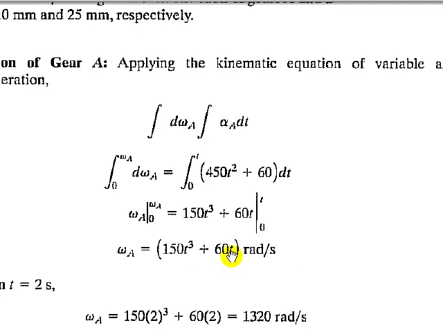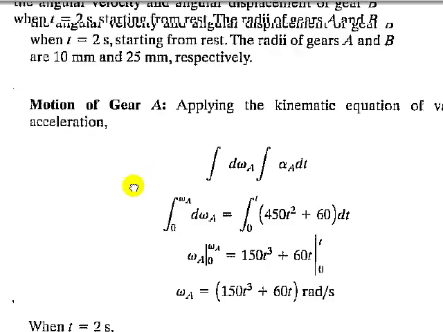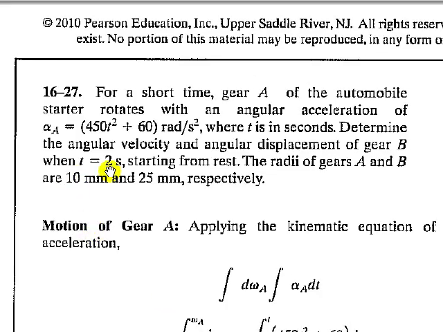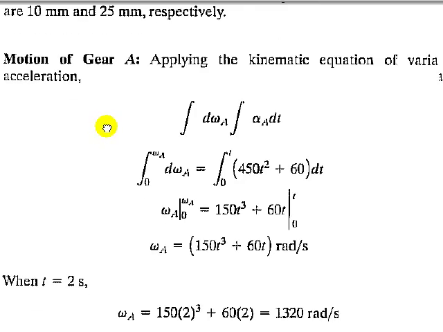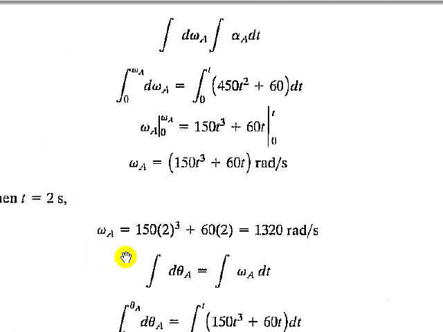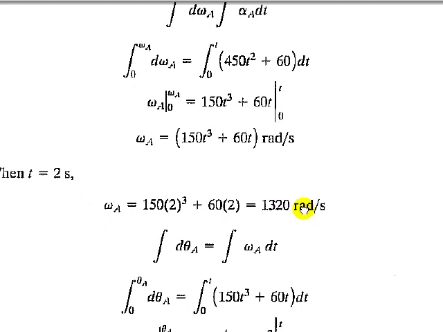And because we were asked what happens at 2 seconds, we could now plug in the 2 seconds and learn omega A at 2 seconds. That's not precisely what we were asking for, but we'll get there eventually. So plugging in 2 seconds, we get 1320 radians per second for omega A.